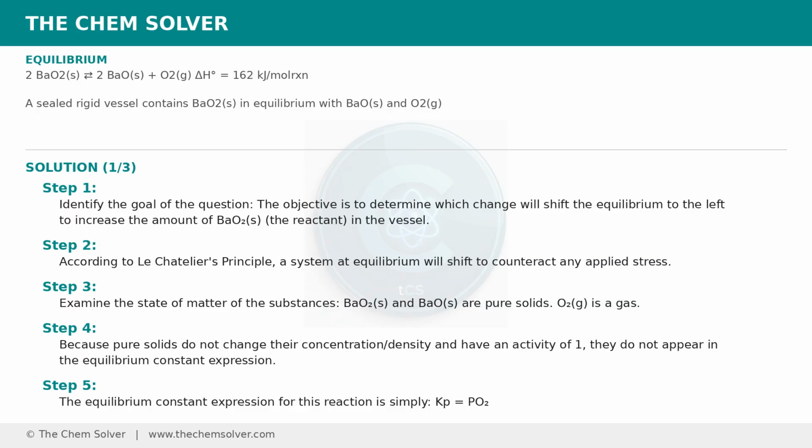Examine the state of matter of the substances. BaO2 and BaO are pure solids. O2 is a gas. Because pure solids do not change their concentration/density and have an activity of 1, they do not appear in the equilibrium constant expression. The equilibrium constant expression for this reaction is simply Kp equals PO2.